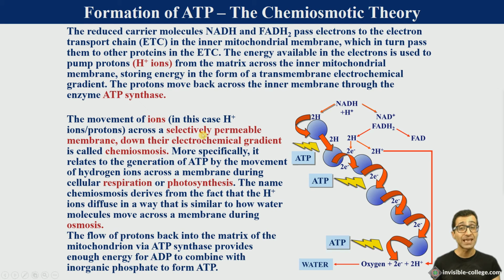More specifically, it relates to the generation of ATP by the movement of hydrogen ions across the membrane during cellular respiration, and also, as we saw before, during photosynthesis. So the flow of protons back into the matrix of the mitochondrion via that ATP synthase molecule provides enough energy for ADP to combine with inorganic phosphate to form ATP.